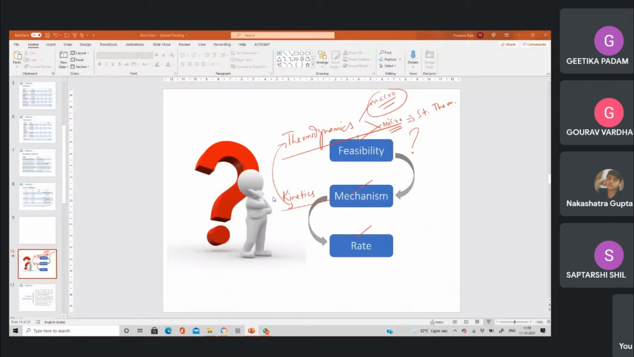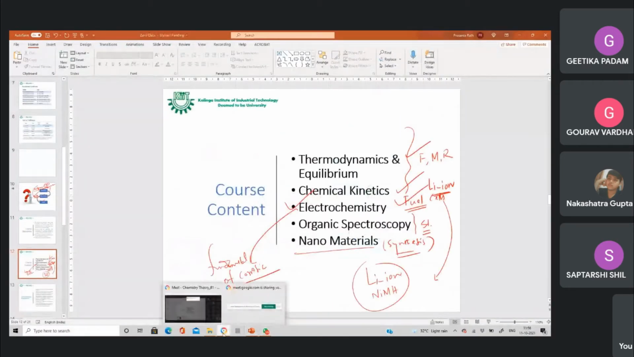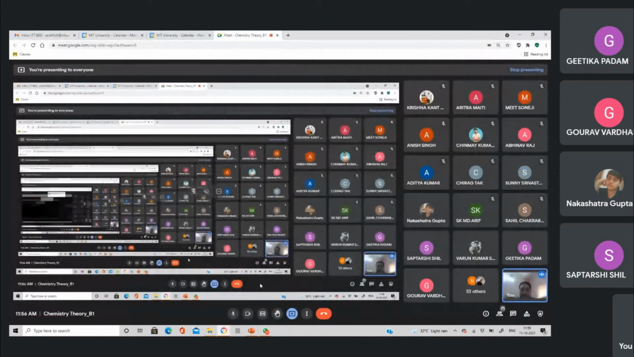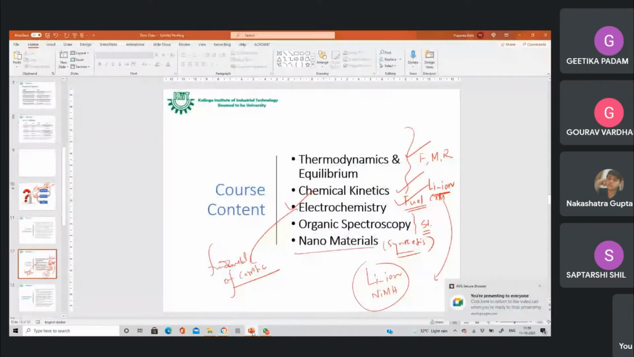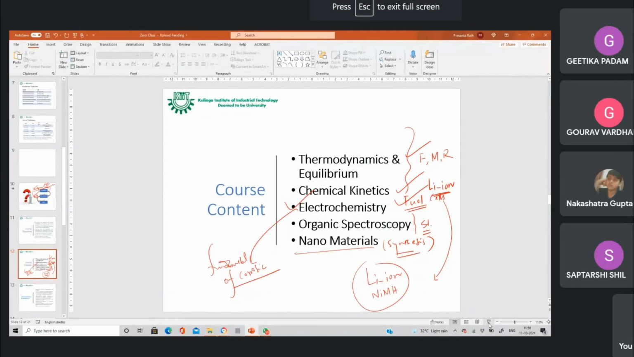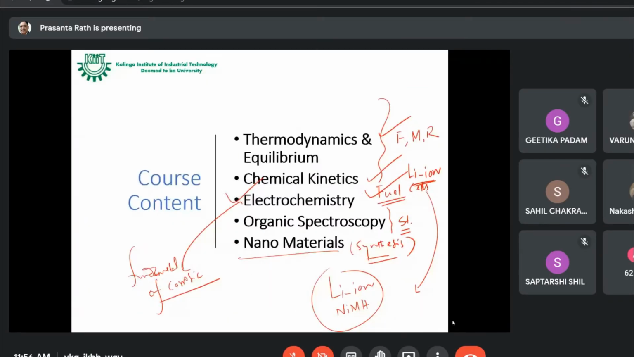Organic spectroscopy has been introduced to help you solve the internal structure of molecules. And regarding nanomaterials, I have already explained why nanomaterials were kept and what is the importance of nanomaterials.